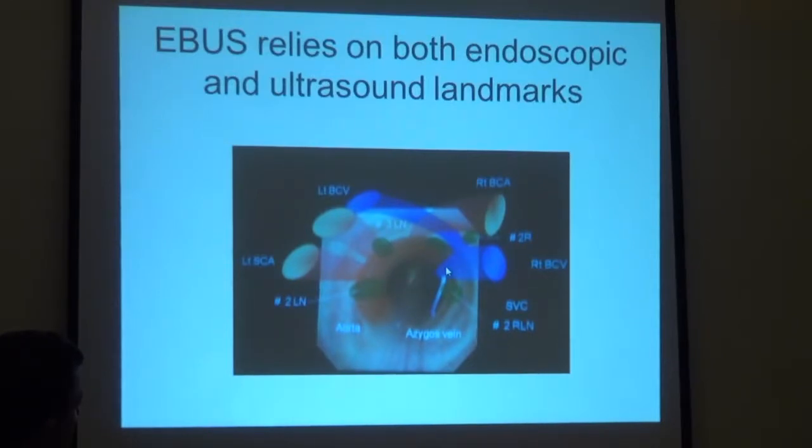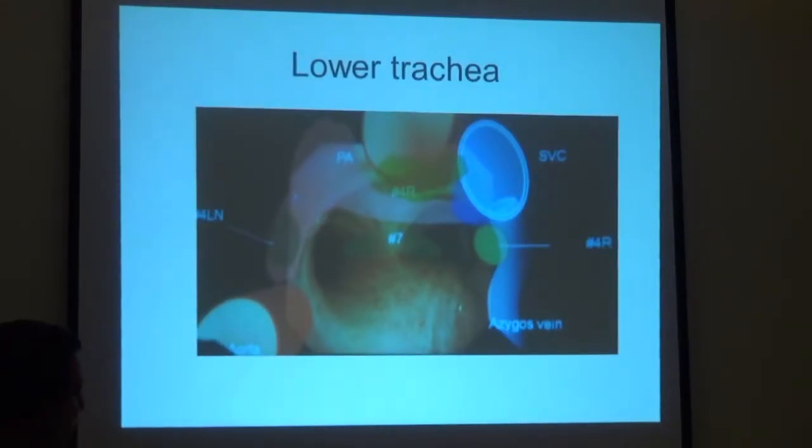Down below, you can see the superior vena cava and the esophagus. So once you move your bronchoscope down to the lower trachea, now you're dealing with the esophagus and the superior vena cava on the right. And you start to see the pulmonary artery in the front and the aorta. The aorta would be here, the arch, going between the ascending and descending aorta. And this is your 4L station, and the 4R station here at the level of the esophagus and above it, and the superior vena cava. And that would still also be 4R above the pulmonary artery in the front. To localize the subcarinal, you're going to use your endoscopic view.